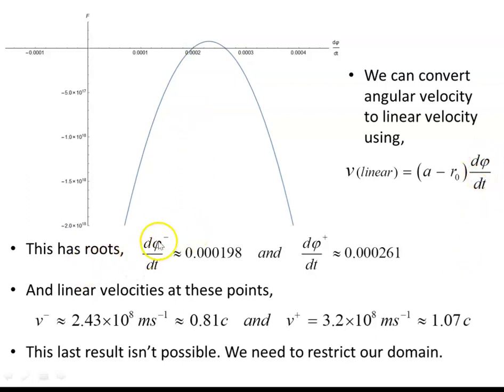Okay, the two roots are d phi minus, the lower one, is this here, and the upper one is this one here. Now, the linear velocities at these points give us 2.43 times 10 to the 8 meters per second. That's about 0.81 c. And this one here, when we calculate that, we end up with something larger, 1.07 c. So greater than the speed of light, so not really acceptable. This isn't a possible result, so we need to restrict our domain as a result of that.